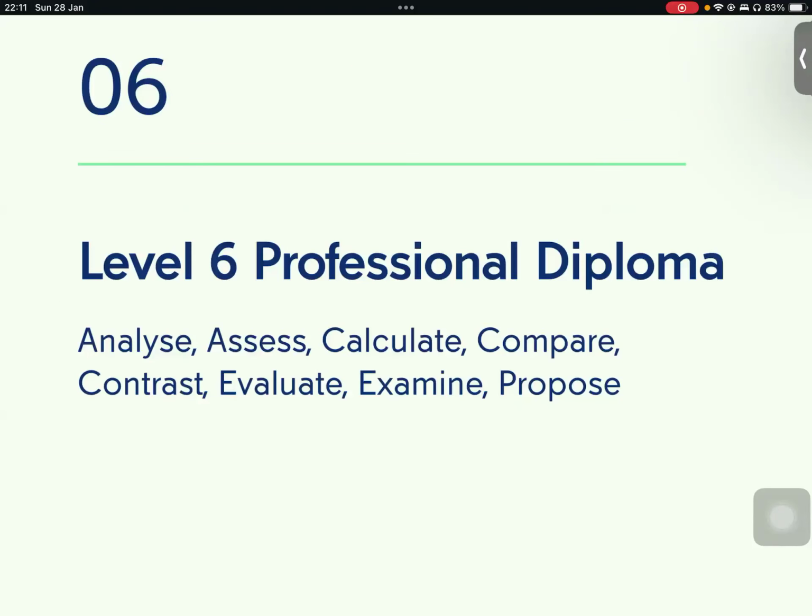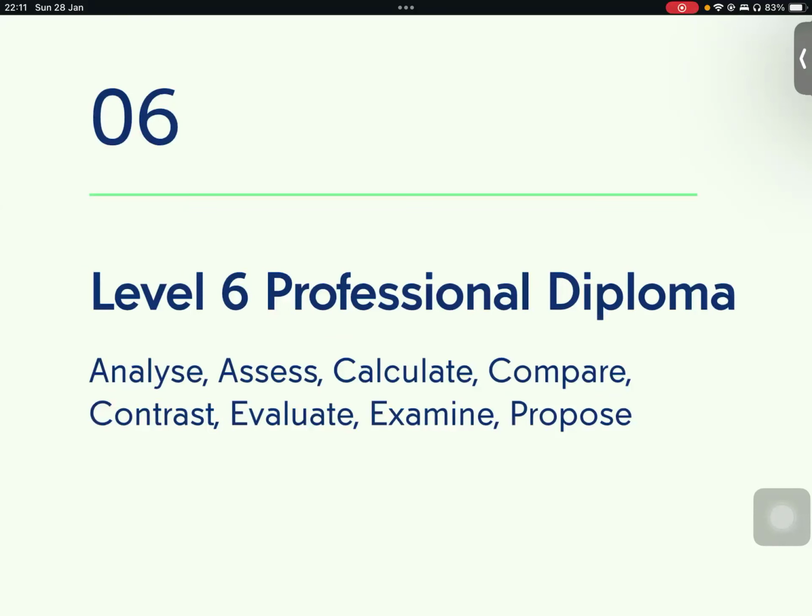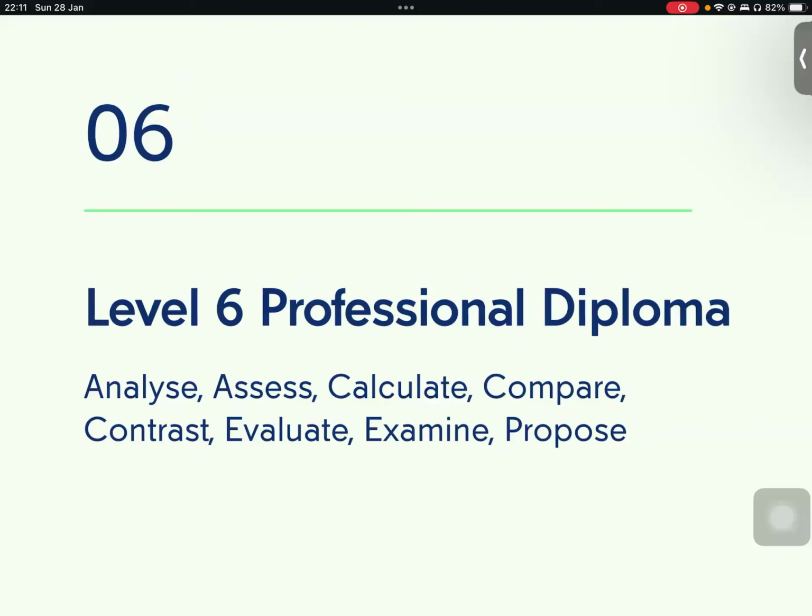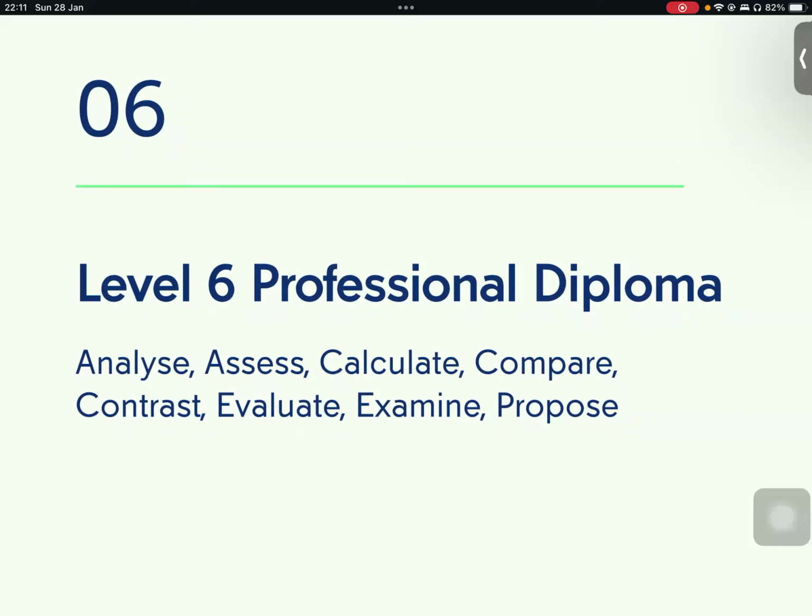Finally, with level 6, we can see that it is also simplified. We have analyze, assess, calculate, compare, contrast, evaluate, examine. The only difference of level 6 from level 5 is that we focus more on examine: whether we should analyze the things, identify the advantages and disadvantages, and give our opinion about the solution here.